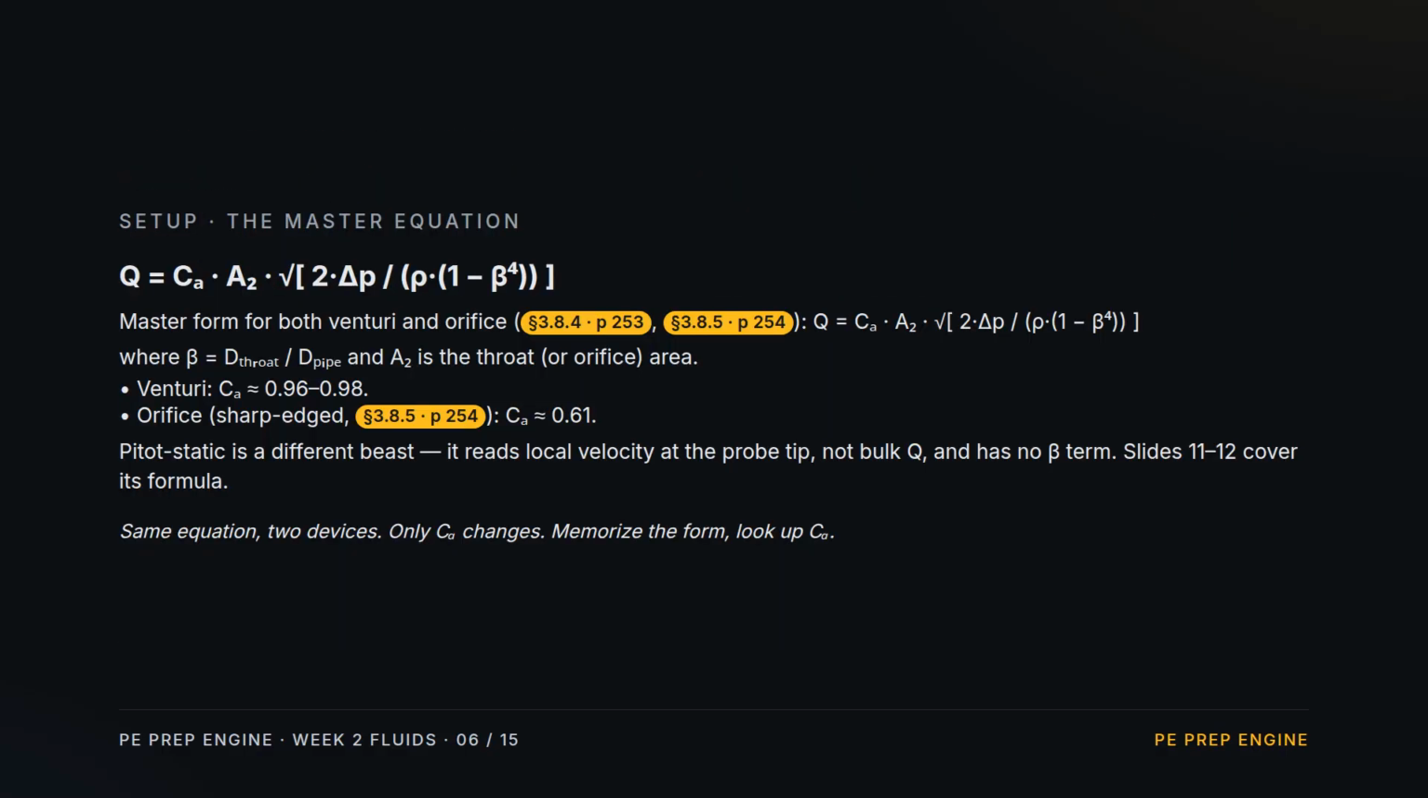The master equation. Q equals C sub D times throat area times the square root of 2 delta P over rho times 1 minus beta to the fourth. Same equation for Venturi and orifice. Only the discharge coefficient changes. About 0.97 for the Venturi. 0.61 for a sharp-edged orifice. The pitot static is different. V equals the square root of 2 times stagnation minus static over density. No beta, no area ratio.